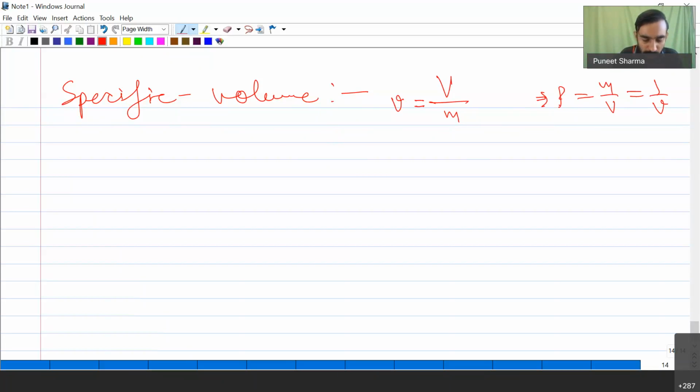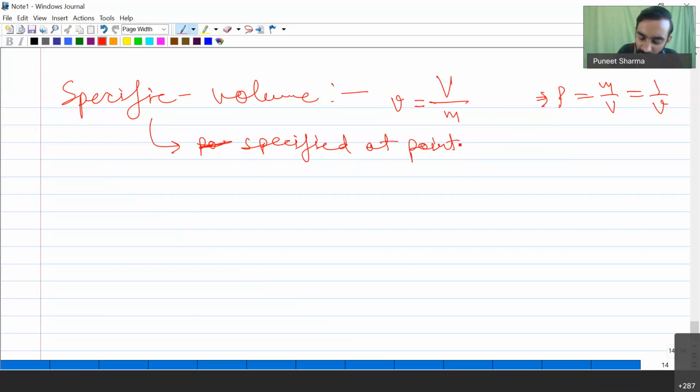Okay. So while we are talking about specific volume, we have to consider this specific volume as specified at some particular point. Why do we have to specify this at a point?